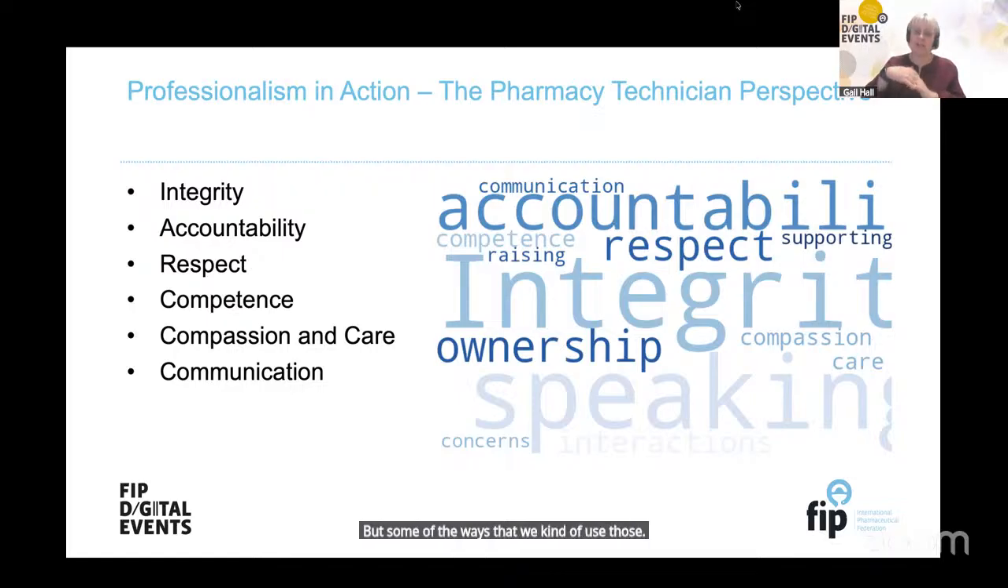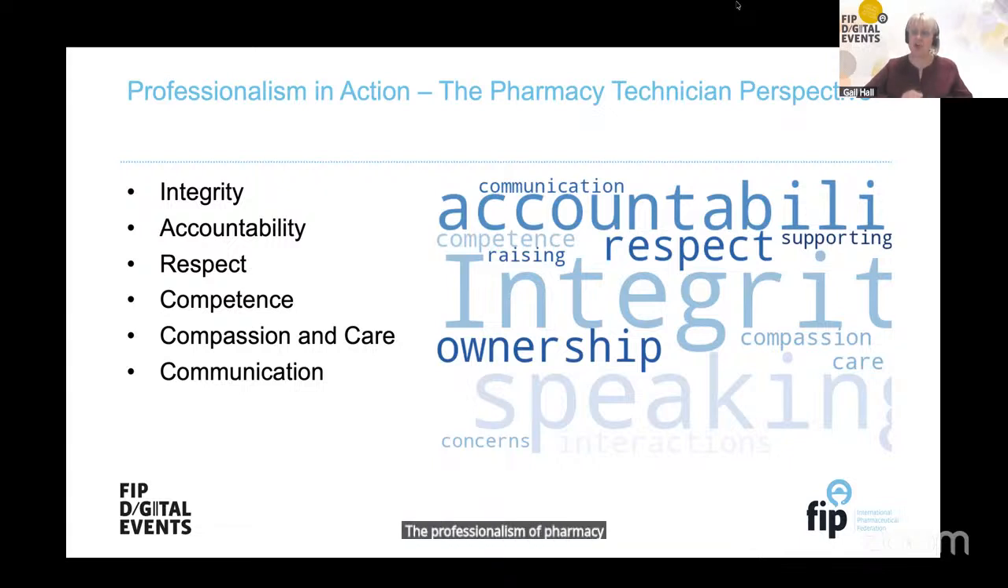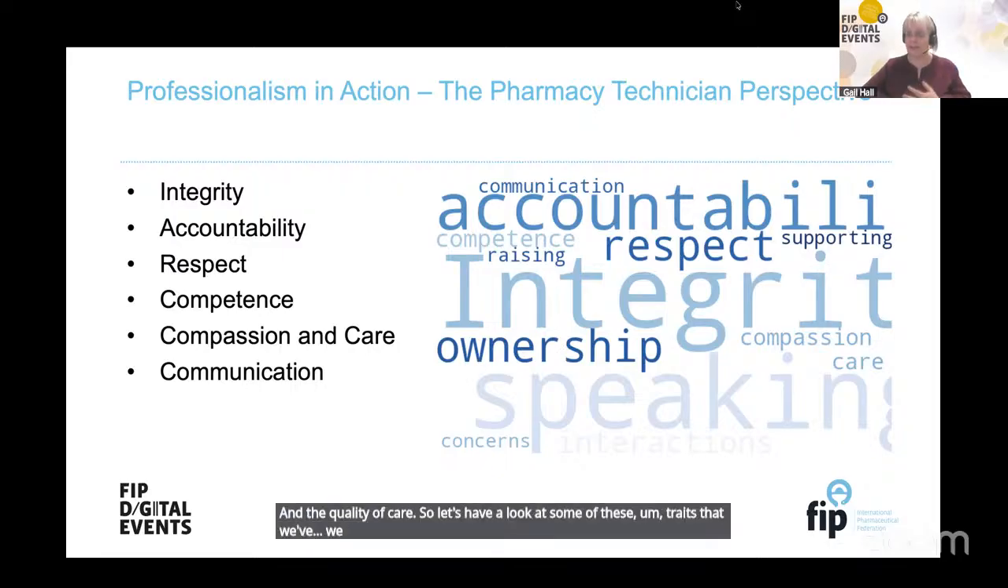As pharmacy technicians, we are often working in very fast-paced, high-pressured environments. We've seen Catherine speak today, and she's working in a high-pressured environment where professionalism isn't just a concept, it's daily reality. Whether we're taking medication histories on a hospital ward, supporting patients in community pharmacy to make positive lifestyle changes, or managing medicines reconciliation in general practice, the professionalism of pharmacy technicians directly affects patient safety and the quality of care. So let's have a look at some of these traits that we can see on the slide now.